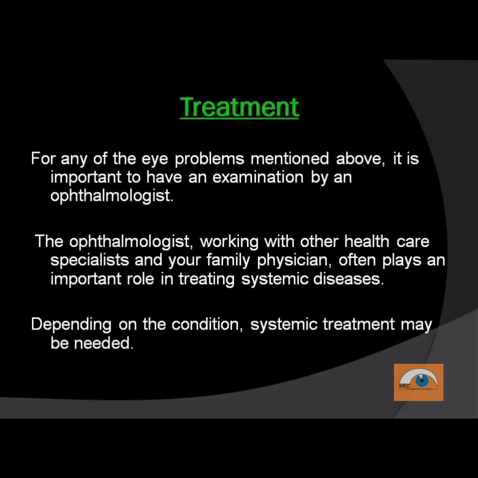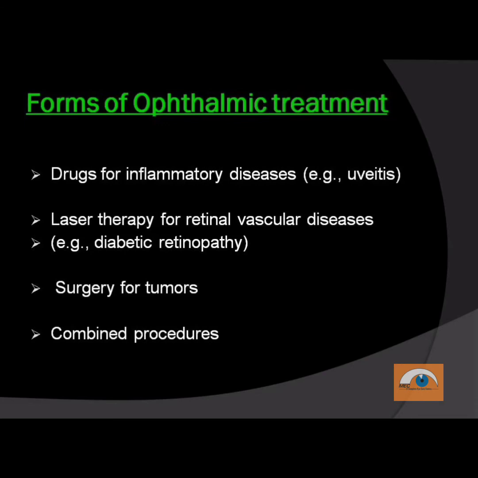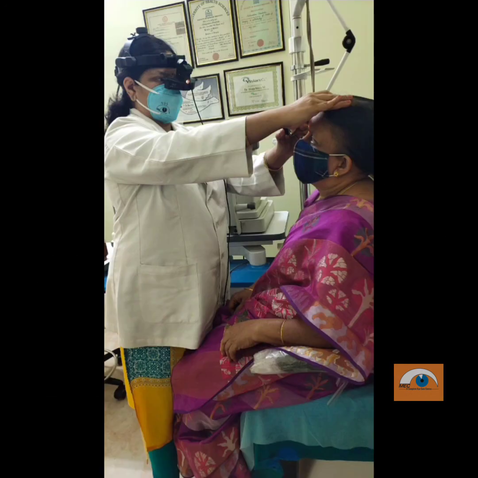Treatment. For any of the systemic problems mentioned above, it is important to have an eye examination by an ophthalmologist. Forms of ophthalmic treatment are drugs for inflammatory diseases, laser therapy for retinal vascular diseases, surgery for tumors, and combined procedures. The ophthalmologist, working with other healthcare specialists and your family physician, often plays an important role in treating systemic diseases.